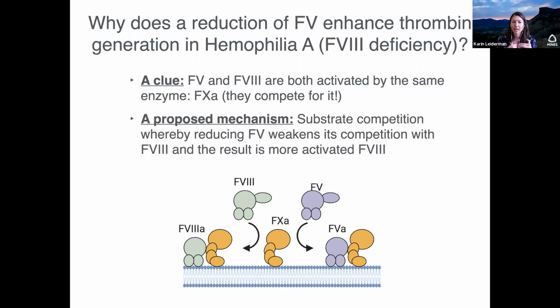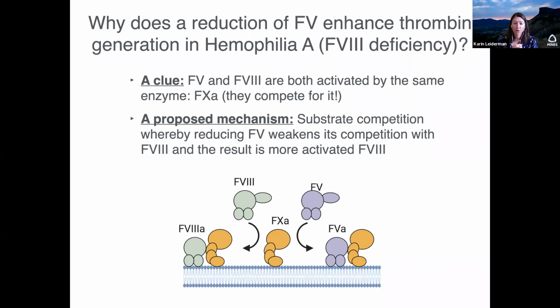So what I mean by this is if you reduce the factor V levels, you're weakening the competition between it and factor VIII for being activated by that enzyme, right? So the result is that more of that already small amount of factor VIII can become activated, and so more is available to serve as a cofactor to amplify the other reactions and lead to thrombin production. So we explored this idea using the model and can prove that, at least within the mathematical model, this is the mechanism for enhancing thrombin generation with low normal factor V, that it's this competition story between 5 and 8.